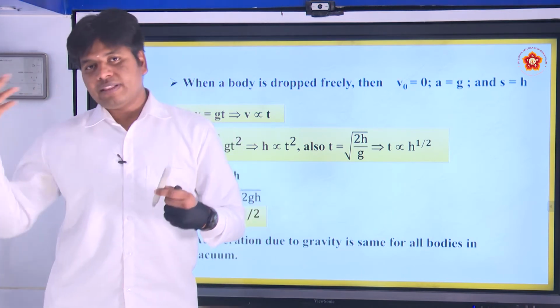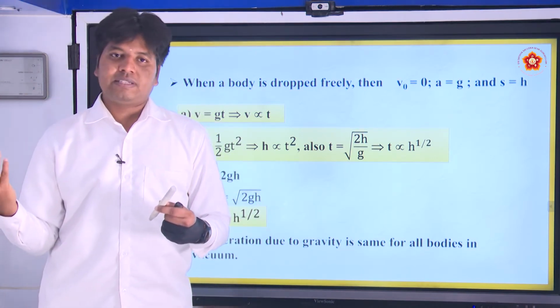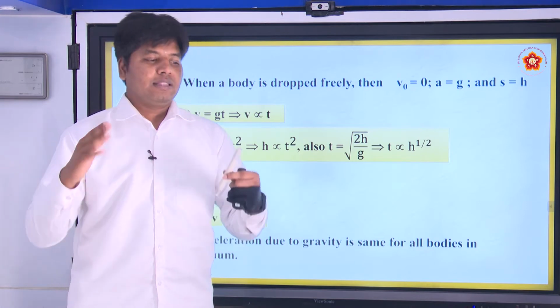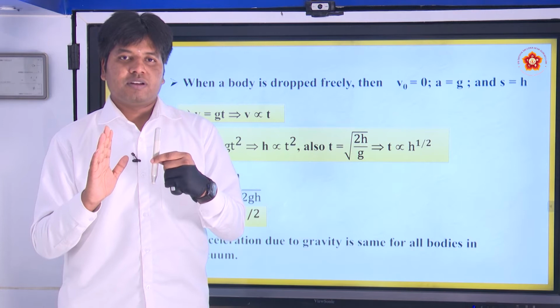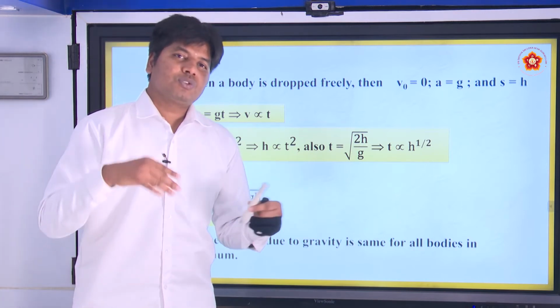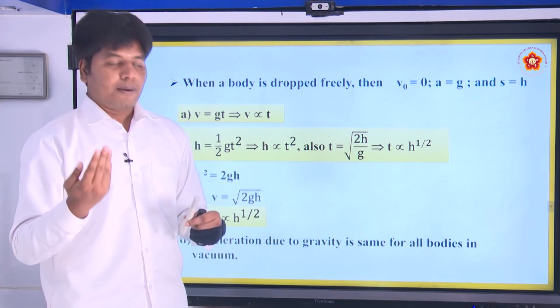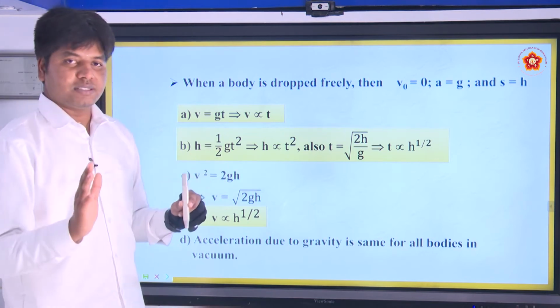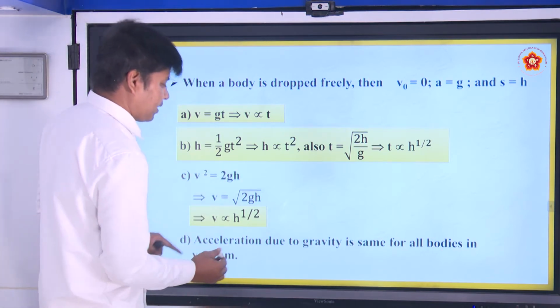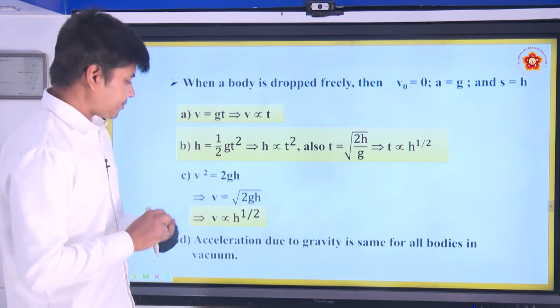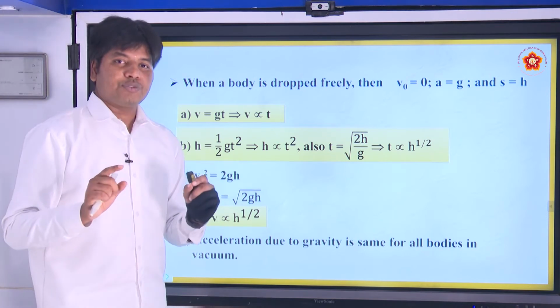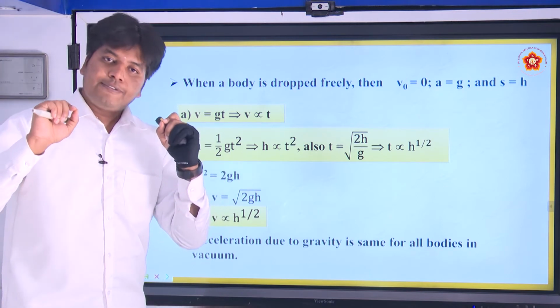When other forces come into the picture, what happens? The mass comes into the picture. The heavy body will resist more, the smaller body will fly off. So there the equations change. But as far as this chapter is concerned, we are dealing with the vacuum. The acceleration due to gravity is the same for all bodies. So this is the case for the body which is freely falling.